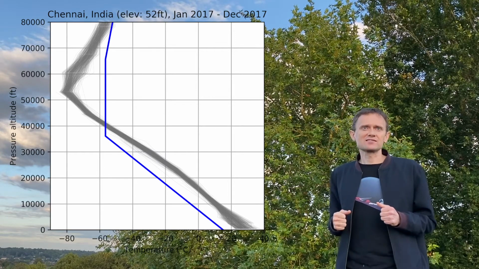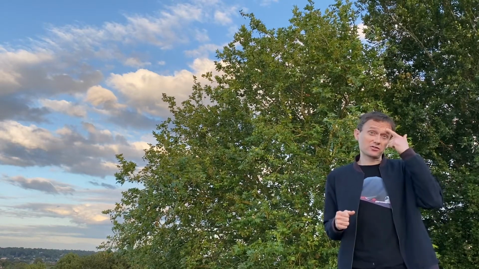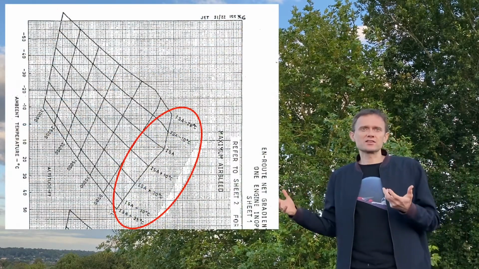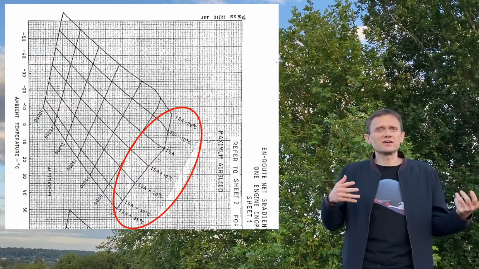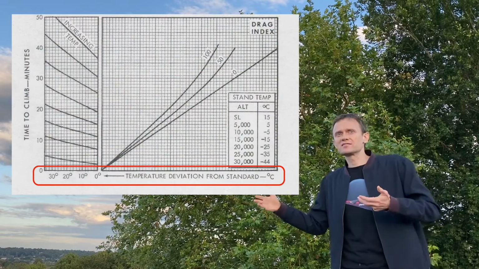Now, all of this has some flight planning and mission simulation implications. Aircraft performance charts of the traditional printed variety are generally presented in terms of ISA offsets. So you'll have figures for ISA conditions, ISA plus 5, ISA minus 5, ISA plus 10, ISA minus 10, etc.